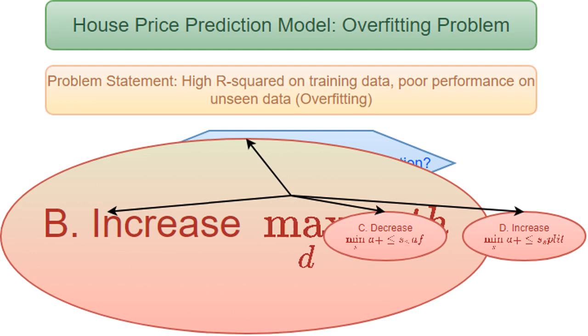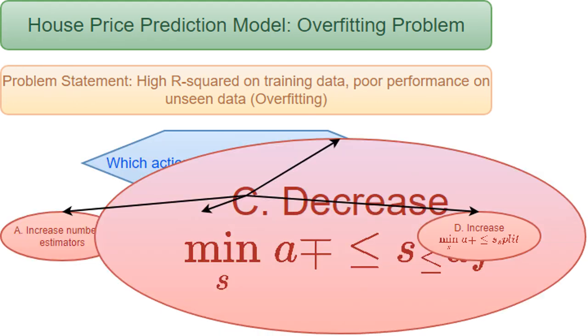Increasing max_depth lets each tree grow taller, making the model more complex. This often leads to overfitting because the model captures too much noise in the training data, reducing its ability to predict accurately on new data. This is not what we want. Decreasing min_samples_leaf allows smaller leaves on the decision trees. This also increases model complexity and makes it more susceptible to overfitting. We want to avoid this too.